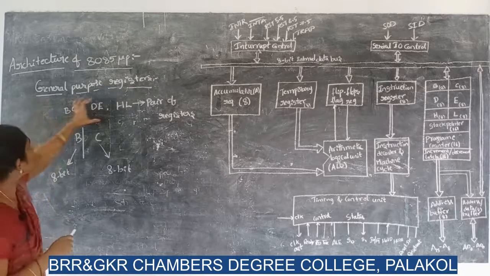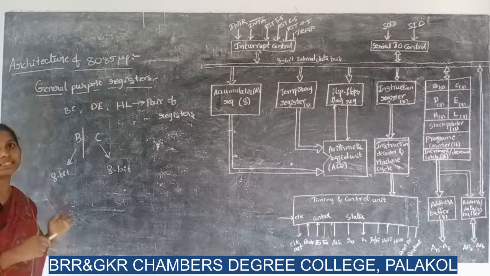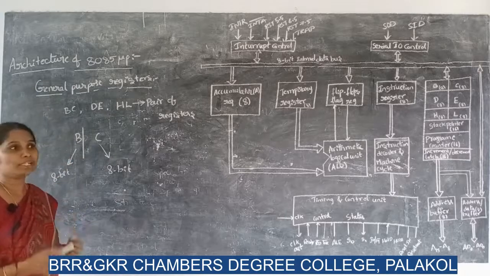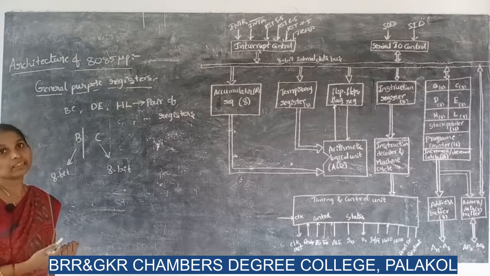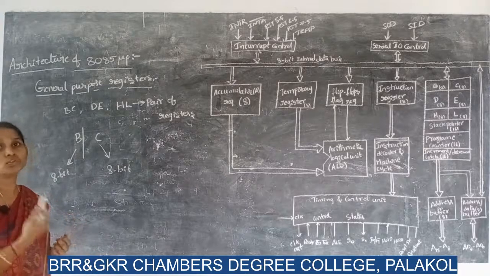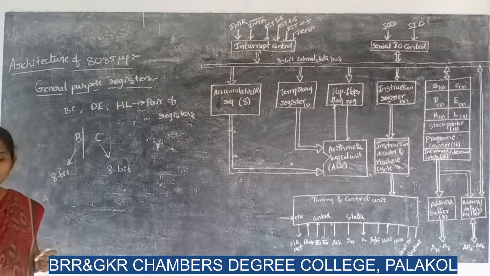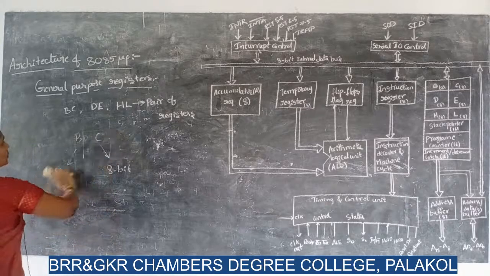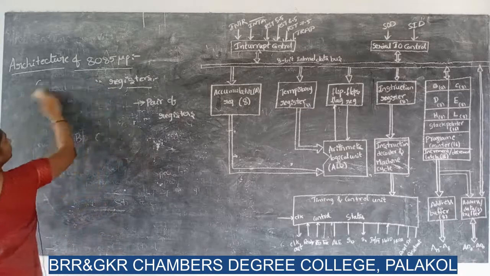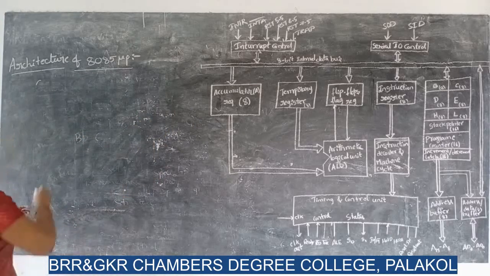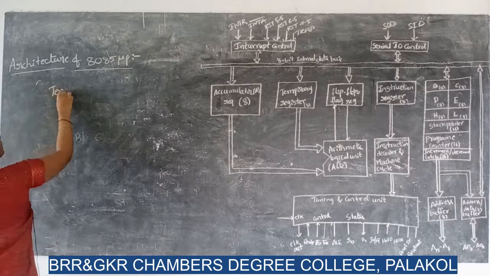So these registers are the general purpose registers. The user can use these registers, that means the user can access the data and store the data by using these registers. Now we move to the temporary registers.